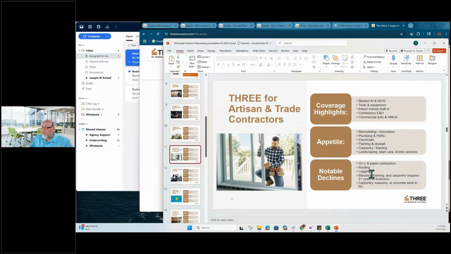Logging, obviously. One of the unique things, masonry, framing, and carpentry does require 2 or more years of experience in the business. There's a question that'll weed that out. We will not take brand new electricians, brand new plumbers, carpenters, those types of businesses. And then finally, New Jersey's got specific laws for carpentry, masonry, and concrete work, and we cannot offer this type of policy in the state of New Jersey.